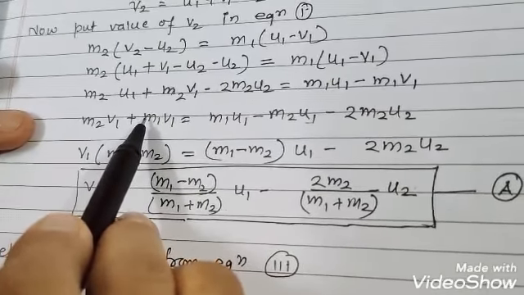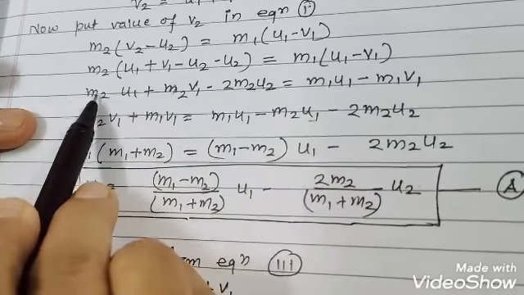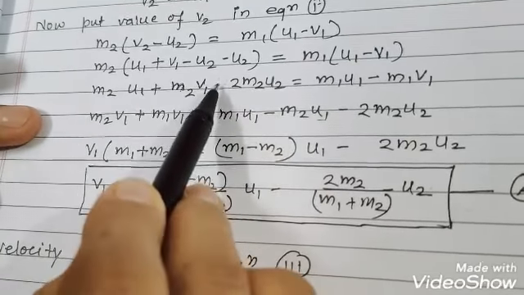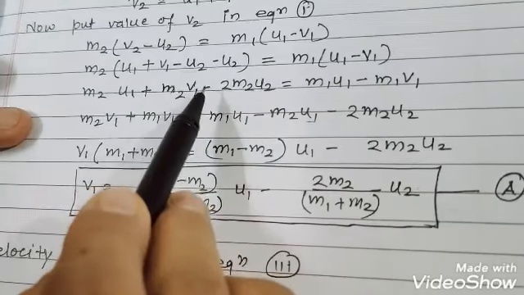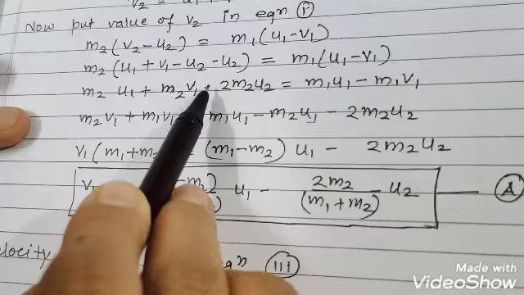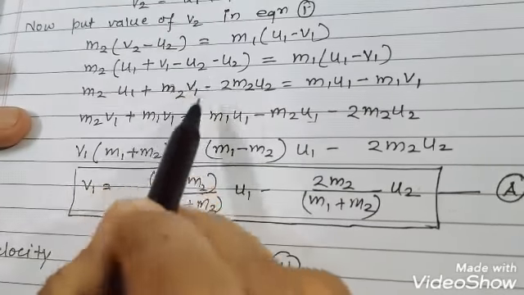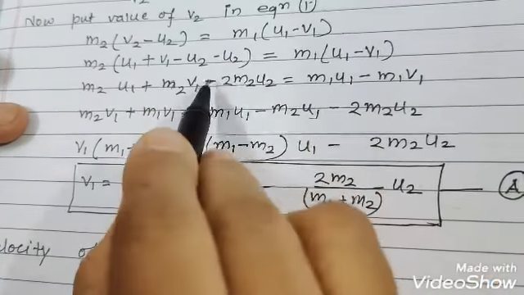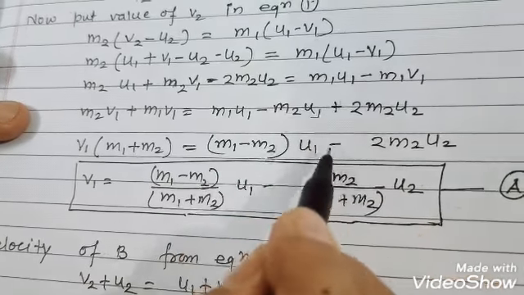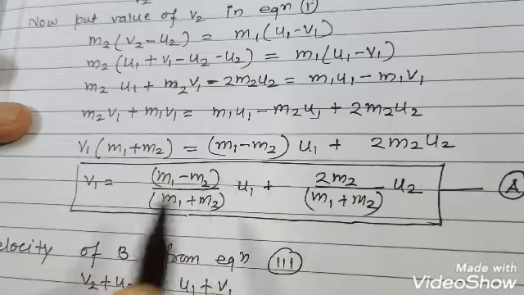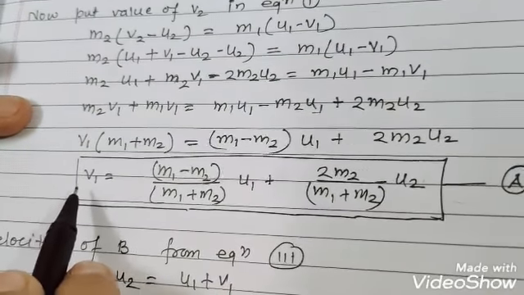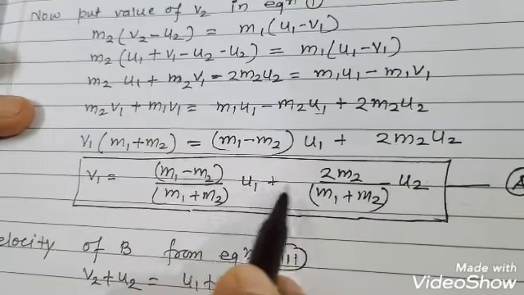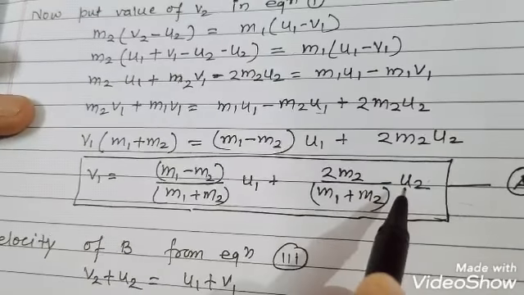Now we transfer this m2 u1 to that side, so it is positive and it will become negative m2 u1, and this minus 2 m2 u2. We did a wrong calculation here: when transferring to this side, the minus will become plus, but by mistake we wrote it as minus only. So the minus will become plus here, and this is also plus. So actually the formula for the velocity v1 will be m1 minus m2 upon m1 plus m2 u1 plus 2m2 upon m1 plus m2 u2.